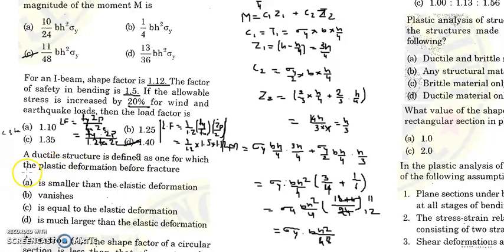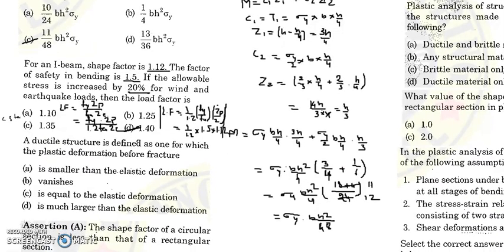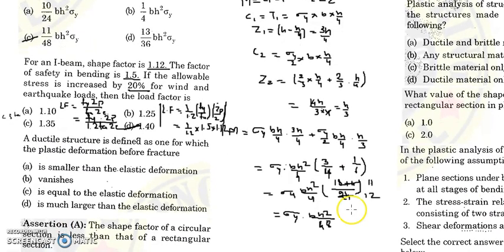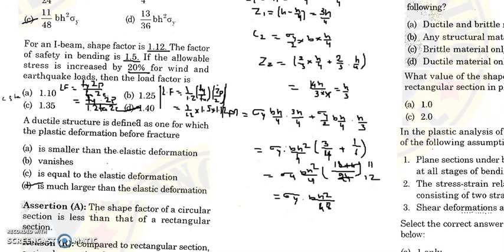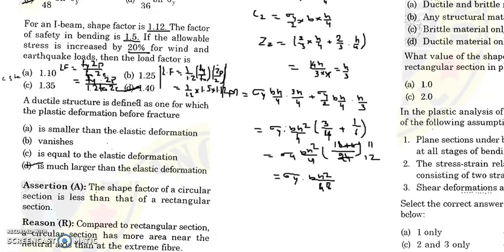The ductile structure is defined as one for which the plastic deformation before fracture is actually much smaller than the elastic deformation. No. Vanishes? No. Is equal to the elastic? No. The answer is D. Okay, think about it. Think about the questions and think about the answers. You will understand.